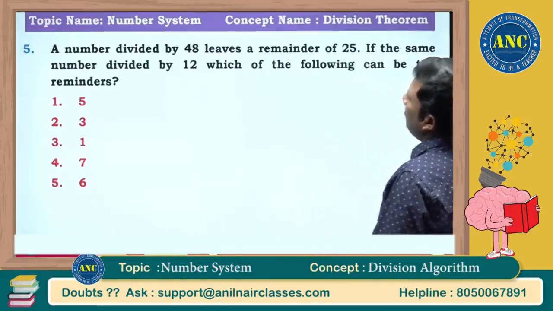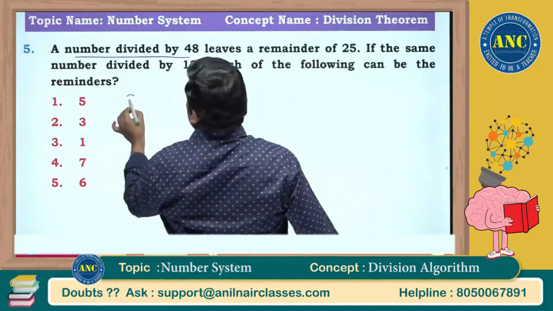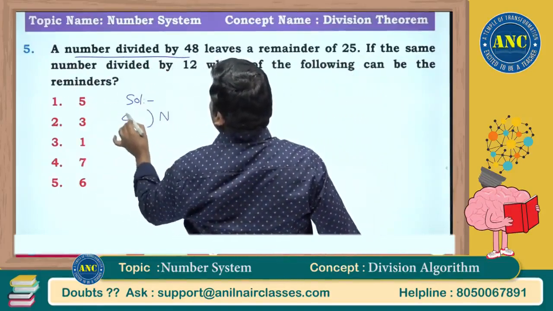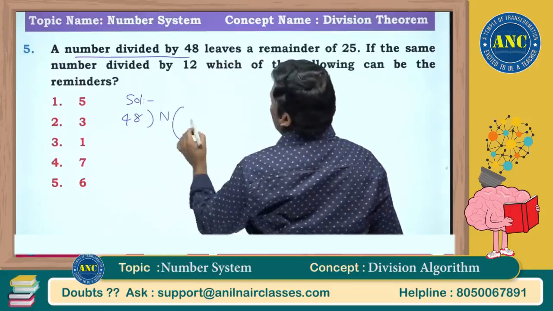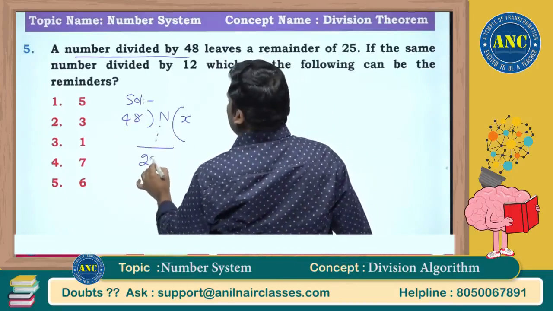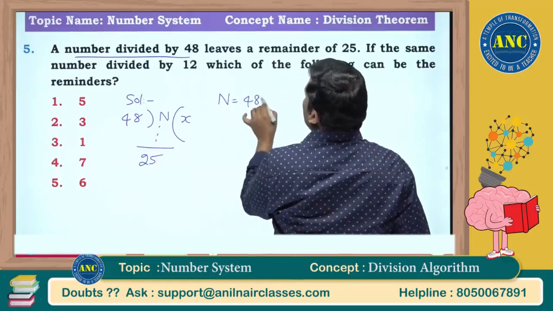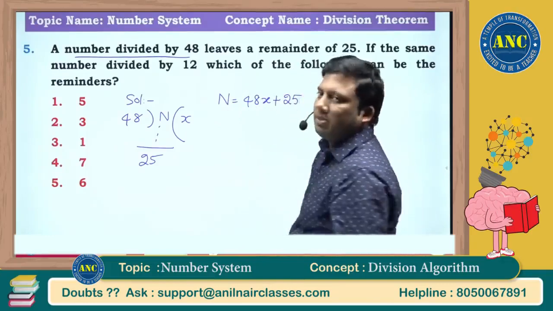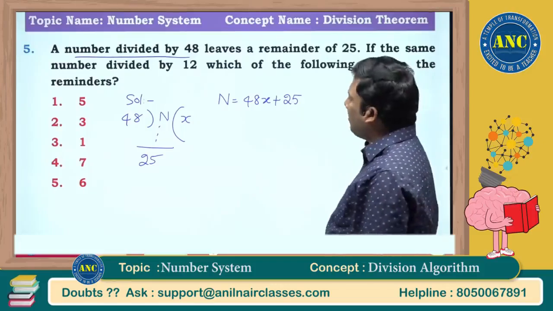A number is divided by 48. There is a number, it is divided by 48, and it leaves a remainder of 25. The quotient I don't know, say x, but the remainder is 25. Dividend equals divisor into quotient plus remainder, so the number is 48x plus 25.